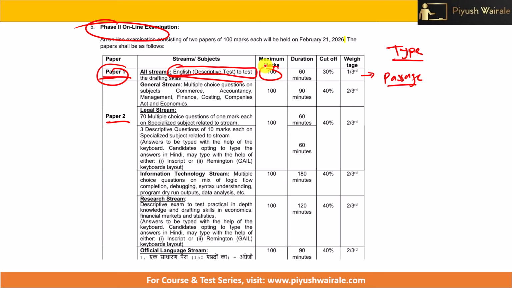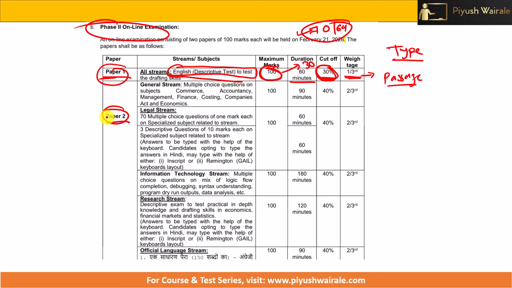So you can see it's a 100 mark paper and you are going to get 60 minutes, and the cutoff is 30%. And remember, this cutoff is different from phase 1. Okay. So you have to clear the cutoff, that is for sure. Out of 100 marks, you have to get 30, and the weightage is 1/3 here. So whatever marks you get, 1/3 will be considered for the final scoring here. Okay. This is about the English part.